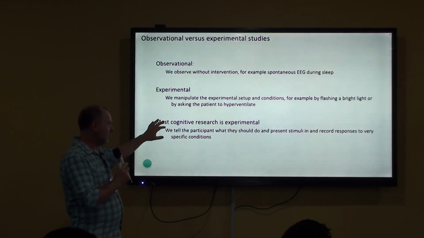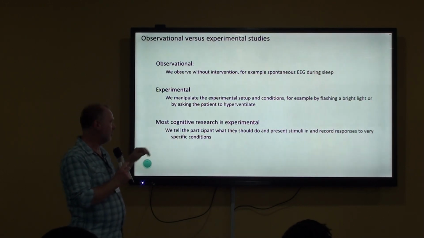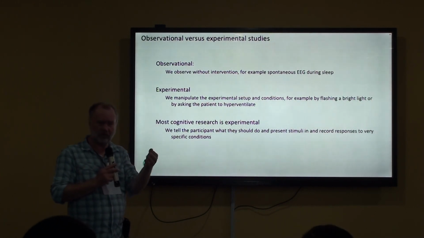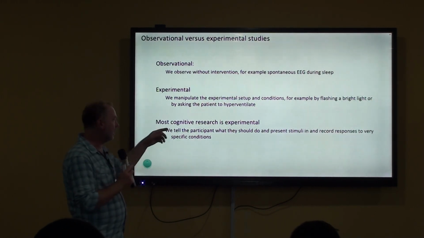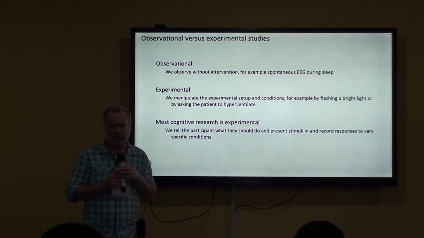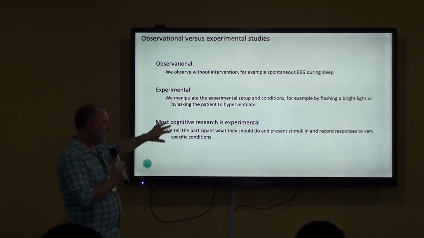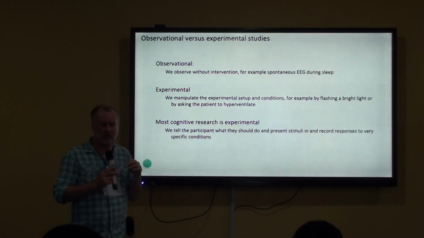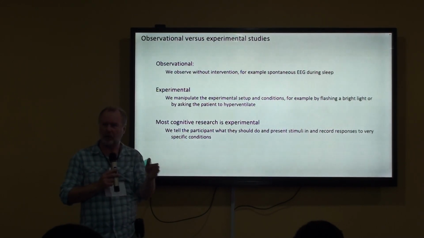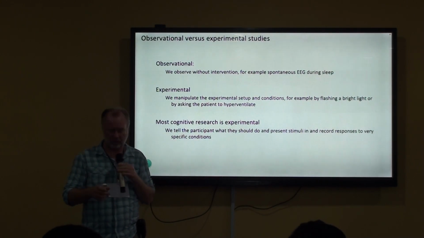And in cognitive experiments, we tell the participant what they should do. For example, look at the screen, look at the fixation cross, press a button, and we present stimuli and record responses to very specific conditions. So in these experimental situations, while we're recording EEG, we have to know when the experiment actually takes place.